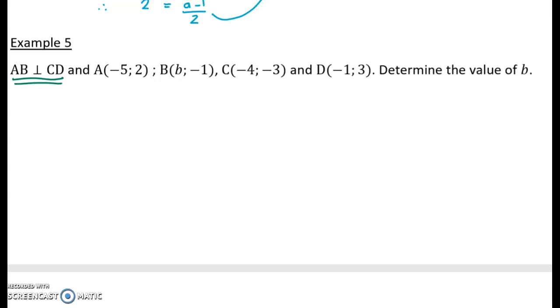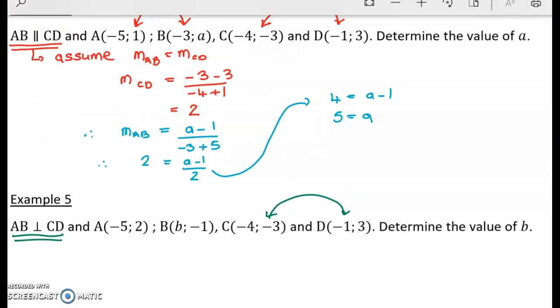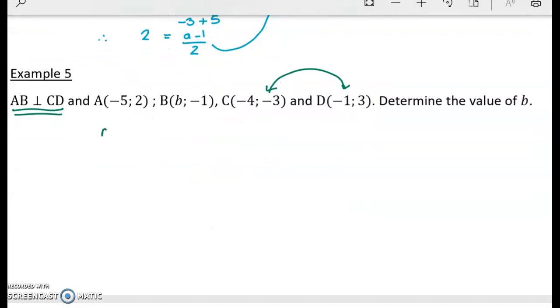You know they have to. Again, I would do the exact same thing. I would work out, I think these are exactly the same. -4, -3, and -1, 3. Perfect. So just because of the fact that you really worked it out, gradients from C.